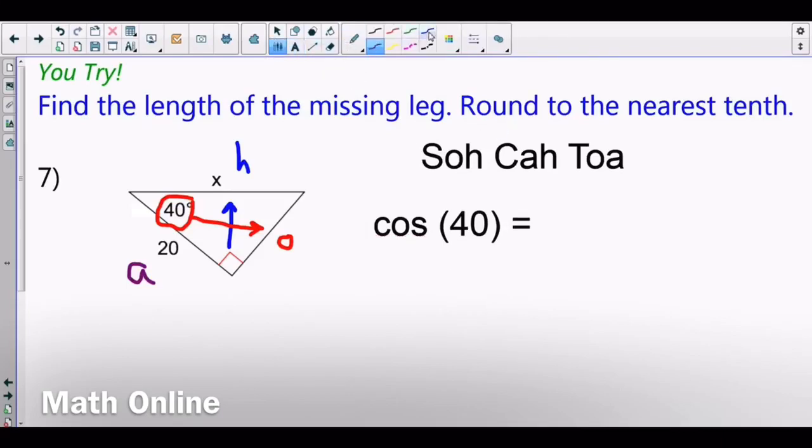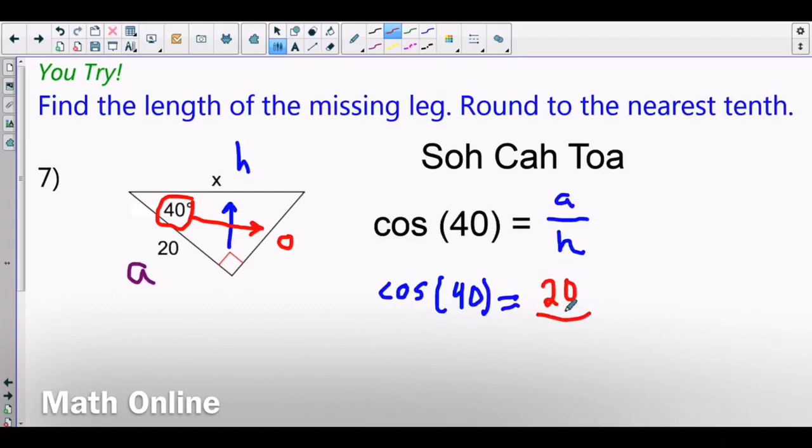Therefore, we need to write adjacent over the hypotenuse. And let's go ahead and substitute these values. So we got cosine, whoops, sorry for the handwriting, cosine of 40 degrees is equal to what ratio? What's the adjacent side? What is the measurement? 20 units, right? Do we know the measurement of the hypotenuse? Not exactly, but we know that it was labeled with the x. So let's put an x here.